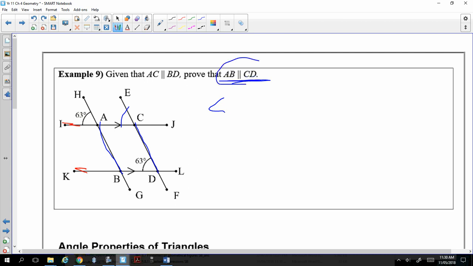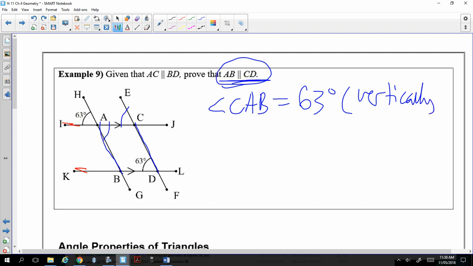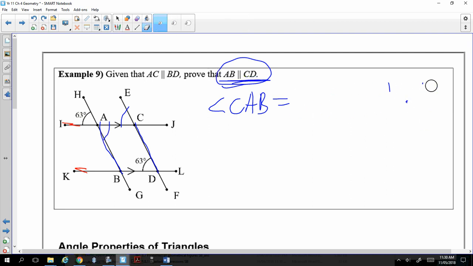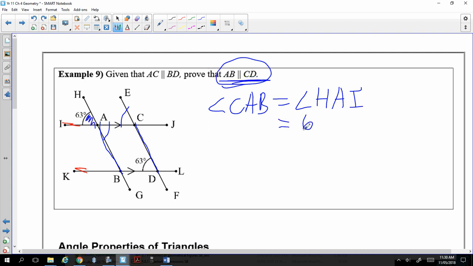CAB, yes, CAB is good. Okay, CAB equals to this angle. What reason? Vertically opposite. So to make it not confusing, just say which one is equal to. So angle HAI, because there's 63 on the diagram, so I'm referring to this one, which is equal to 63, vertically opposite. Okay, good. Once you find something, please include that on the diagram.